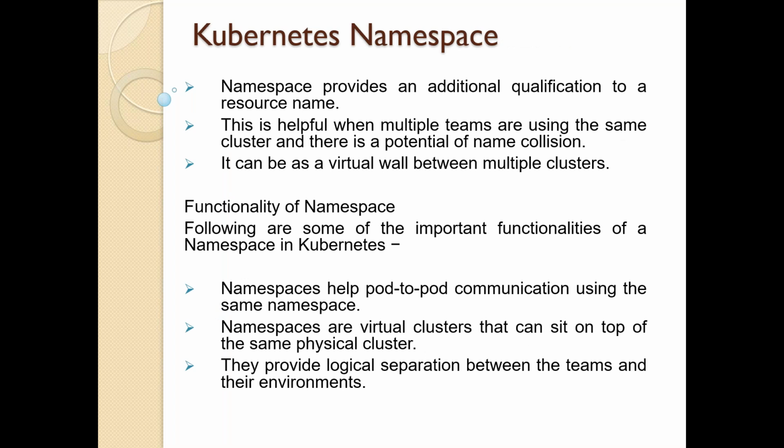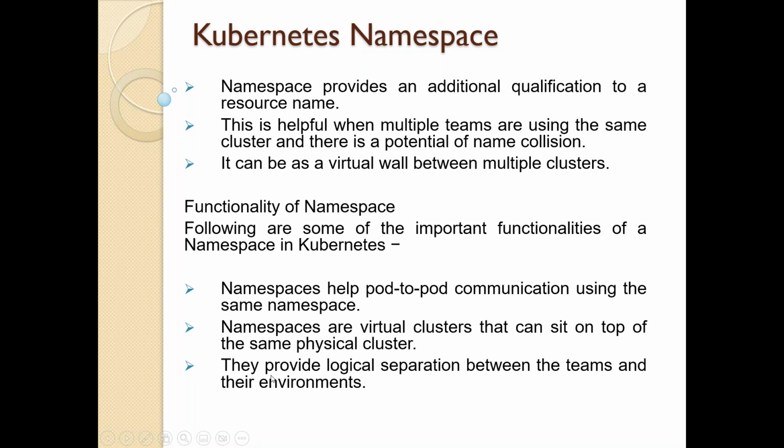Then you remember we talked about namespace, and how to isolate between three environments. I have the same cluster, but I want to run my dev, UAT and prod in the same cluster. Then we will use something called namespace. So namespace provides an additional qualification to all resource names. This is helpful when multiple teams are using the same cluster and there is a potential name collision. So it can be a virtual wall between multiple clusters.